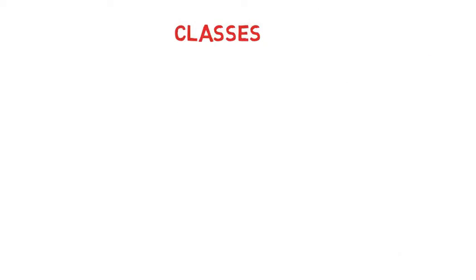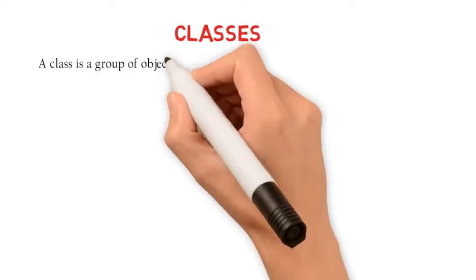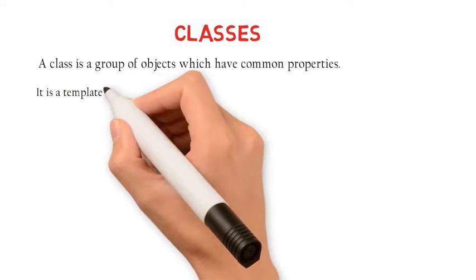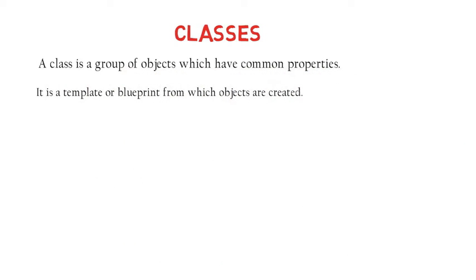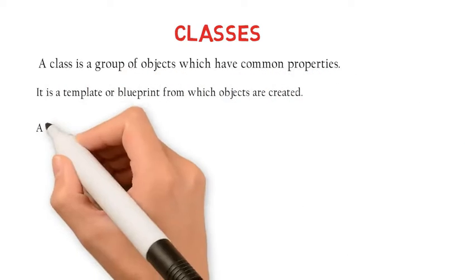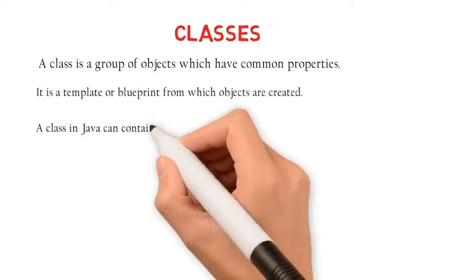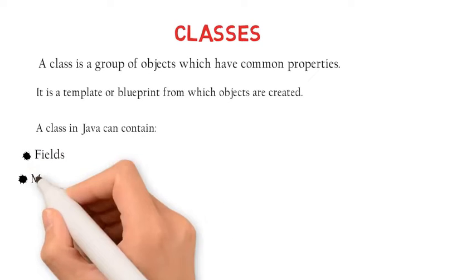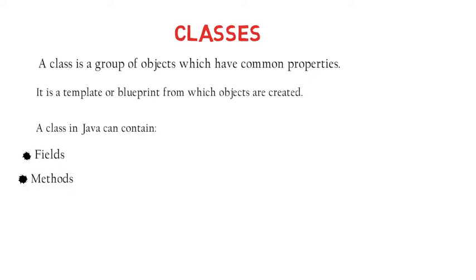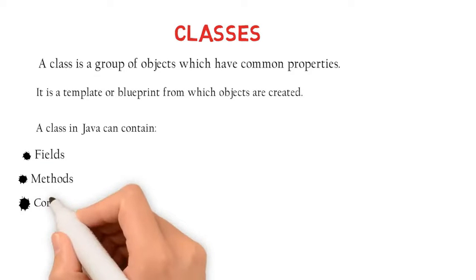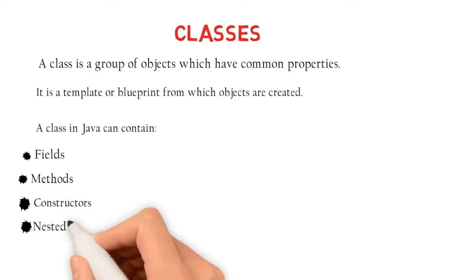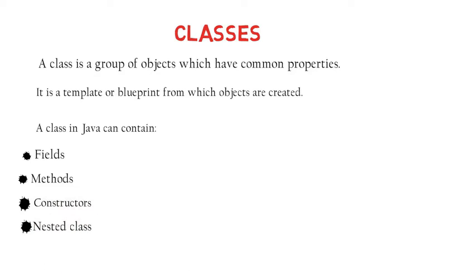Next we will see what are classes. A class is a group of objects which have common properties. First we have to create a template or blueprint from which we will create objects. So a class is a template, or we can say a blueprint, from which objects will be created. What does a class contain? A class contains fields, methods, constructors, and another nested class in it. So this is all about classes.